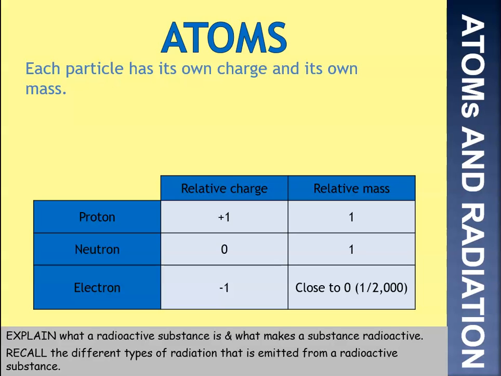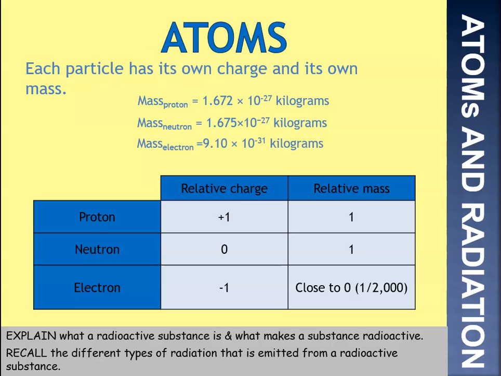Now each subatomic particle present in an atom has its own charge and its own mass. We have protons, neutrons and electrons. Protons have a mass of 1.672 times 10 to the minus 27 kilograms. Neutrons, 1.675 times 10 to the minus 27. And electrons, 9.10 times 10 to the minus 31. I've written out the mass there in actual kilograms so you can see exactly how small it is. It is a ridiculously small mass.